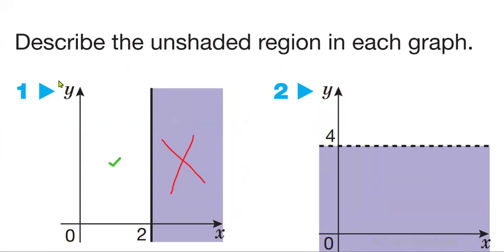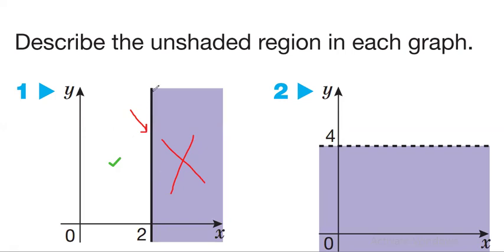Now, how do we describe it? First, we look at the line that we have here, this line between the two regions. This line is a connected line, a straight line connected, not like this line here, not connected. So a connected line means what? It means there's an equal sign in the inequality.